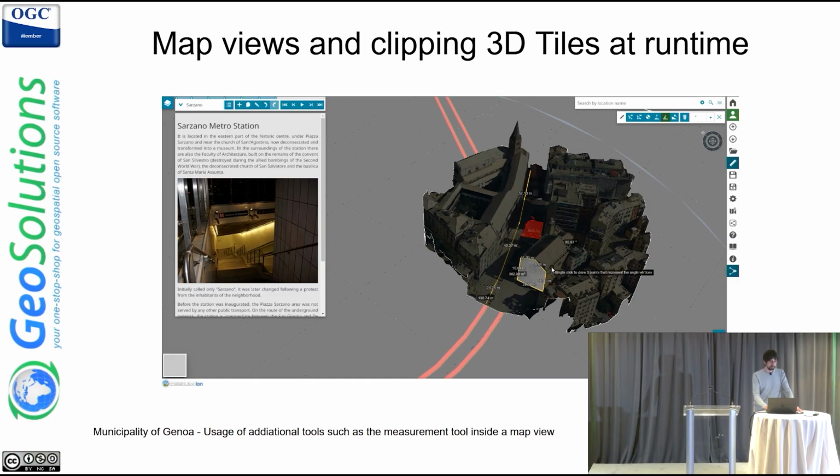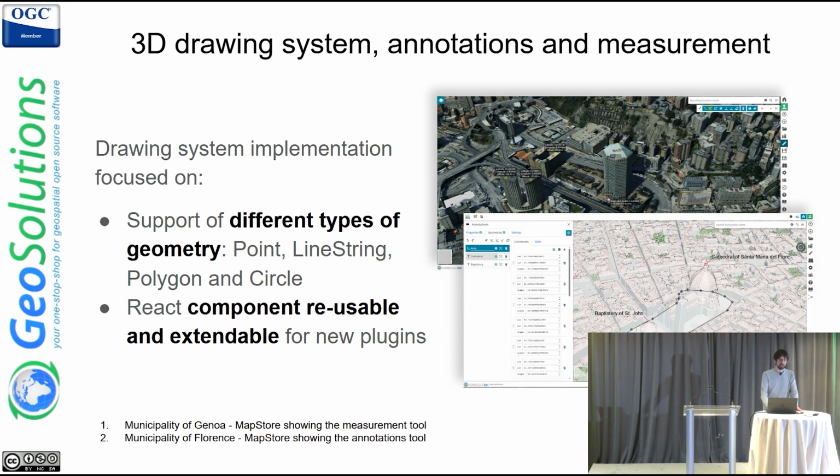Here's another example, always from the city of Genoa, where we are clipping a subway station with a diameter of 15 meters, and each view also gives the possibility to use additional tools. In this case, for example, using clipping to highlight an area, and then using the measurement tool to inspect and analyze this part of the urban environment. This brings us to the second main topic, which is the drawing system.